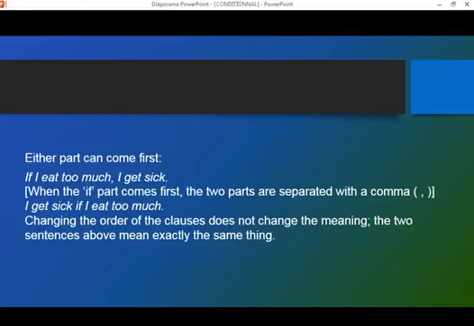For example, if I eat too much, I get sick. When the if part comes first, the two parts are separated with a comma, as we see. And I get sick if I eat too much. If we change the order of the sentence, it does not mean that the meaning of the sentence changes. Okay?